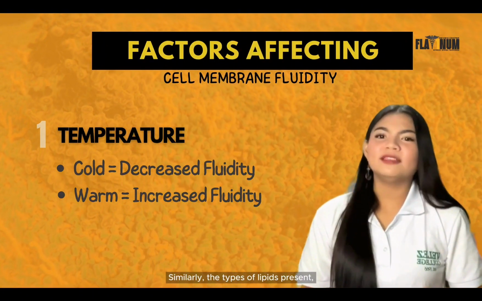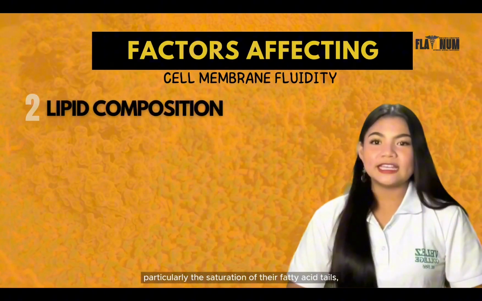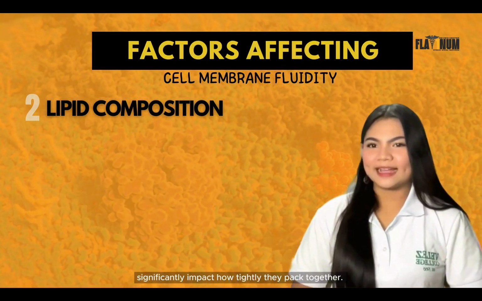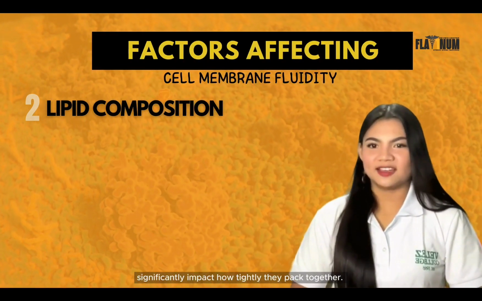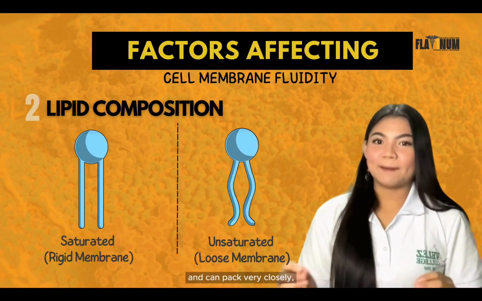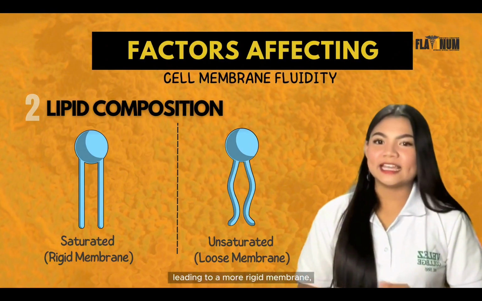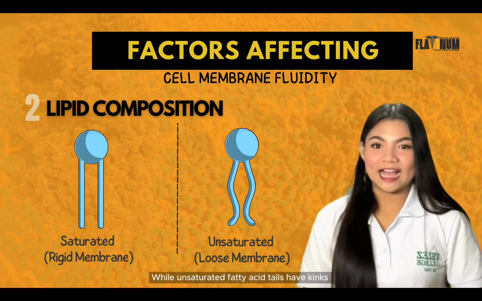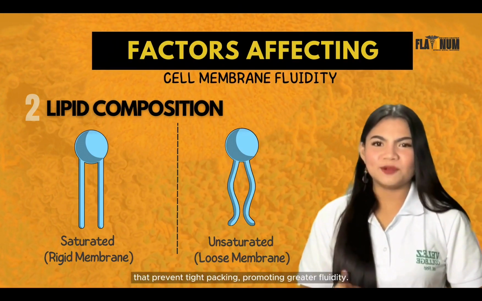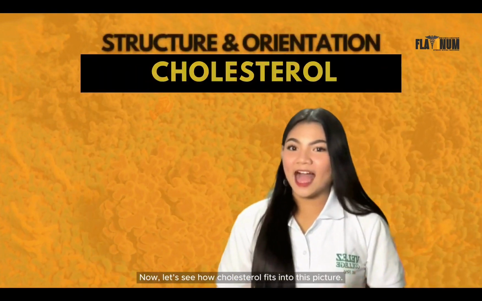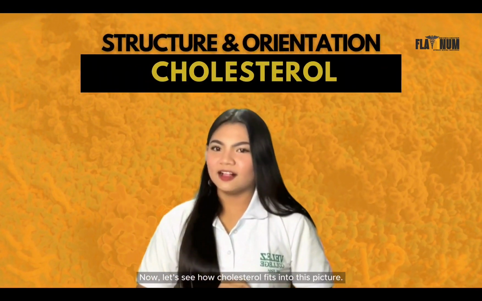Similarly, the types of lipid present, particularly the saturation of their fatty acid tails, significantly impact how tightly they pack together. Saturated fatty acid tails are straight and can pack very closely, leading to a more rigid membrane, while unsaturated fatty acid tails have kinks that prevent tight packing, promoting greater fluidity. Now, let's see how cholesterol fits into this picture.